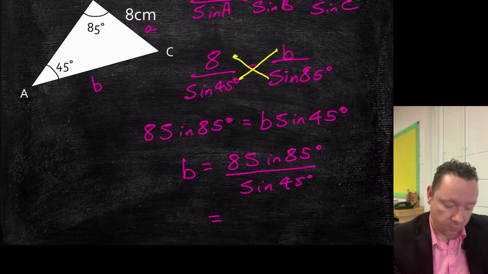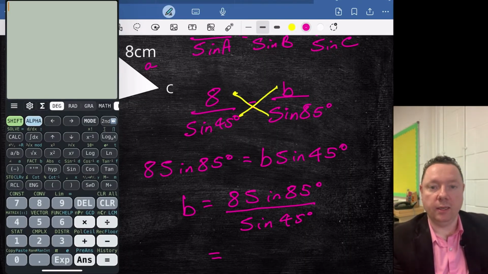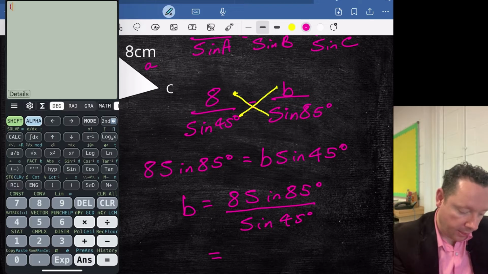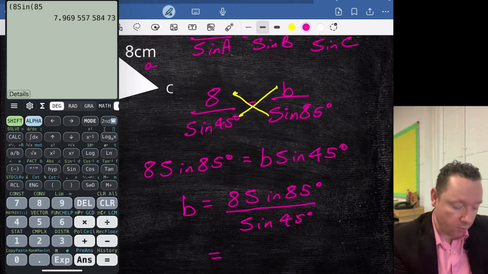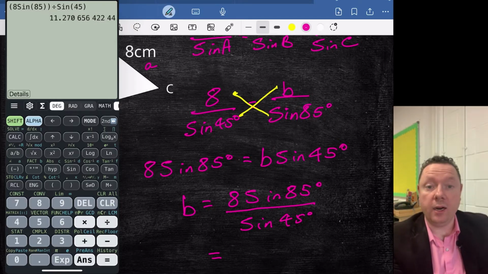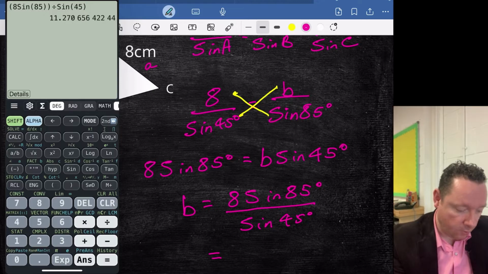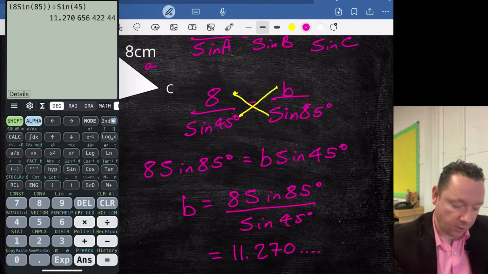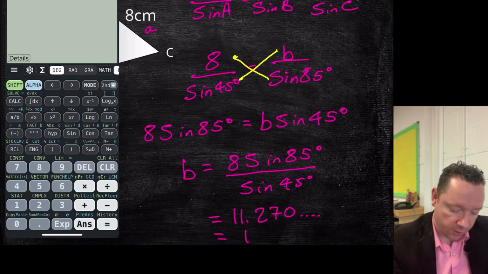So we get our calculator out, making sure we use brackets so we get it all in one go. Bracket 8 times sine 85, and what my calculator does is open a bracket for the angle. So I close the bracket for the angle, but then close the bracket for the sum. 8 sine 85 divided by sine 45, closing the bracket for the angle. If your calculator doesn't open a bracket for the angle, then you can skip that step, but press equals and you get 11.27065, but I'll just put dot dot dot instead of rounding it. And then you round it to a reasonable position, so maybe 11.3 centimetres, because the units were centimetres in the question.